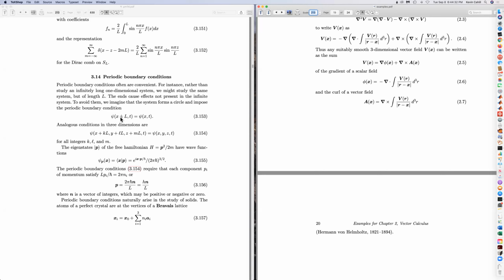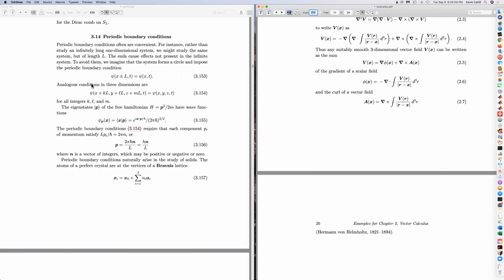what you have is that psi of x plus or minus L at time t is the same as psi of x and t. And in 3 dimensions, for a 3-dimensional wave function, you'd have this expression that everything's periodic like that. And if the free Hamiltonian is p squared over 2m, and we also impose these boundary conditions, then they require that the momenta are quantized.